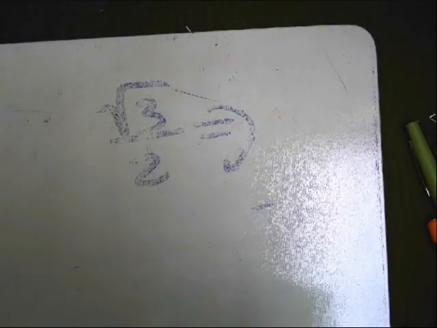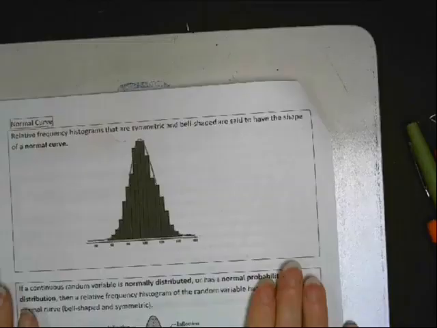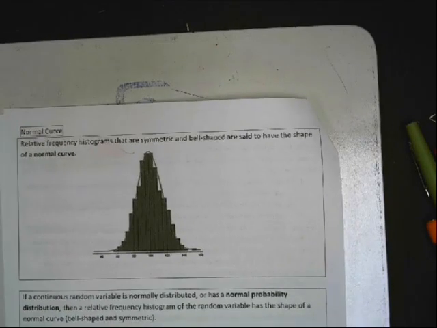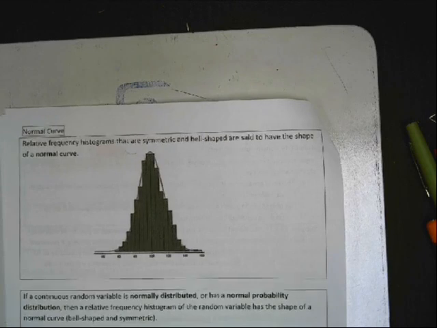So, but you need to know it just in case one comes up. They're rectangles. All right, so relative frequency histograms that are symmetrical and bell-shaped are said to have the shape of a normal curve. You already know that.